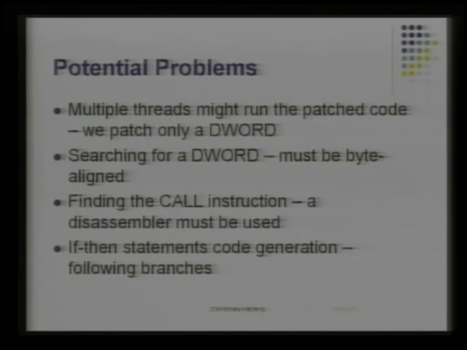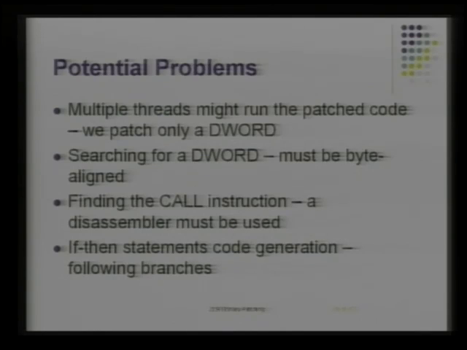Some problems we might encounter. If there are multiple threads, they might run the patched code. If you patch a sequence of bytes while the same code is running from a few threads, you might screw up some of the threads because the code is not synchronized, and it might run some garbage code. That's why we patch only a dword, the offset we relocate to the allocated place. And there is no problem with it because we can do it atomically.